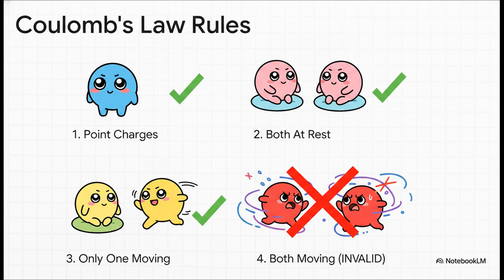But the absolute hard line you cannot cross: if both charges are in motion, Coulomb's law goes right out the window. It becomes completely invalid. Why? Because the system starts generating magnetic fields, and this simple little formula just can't handle all that extra complexity.